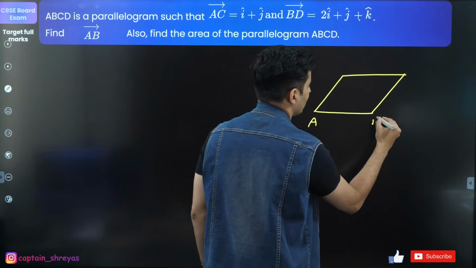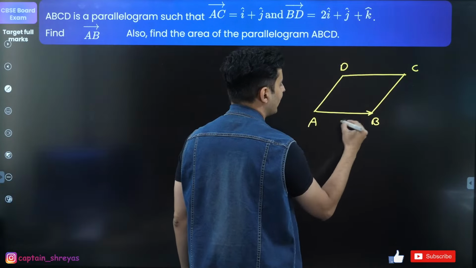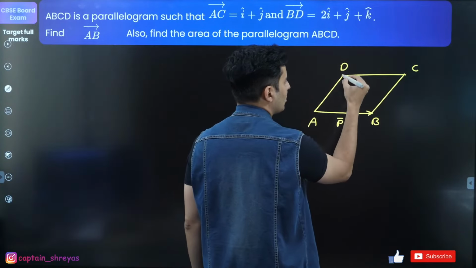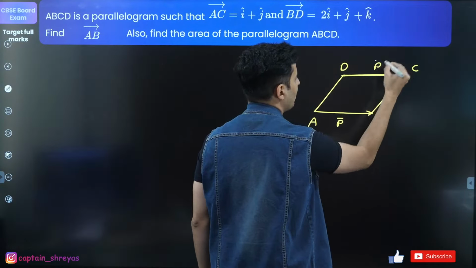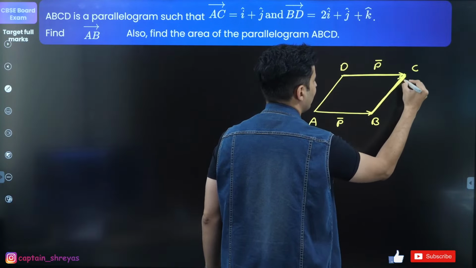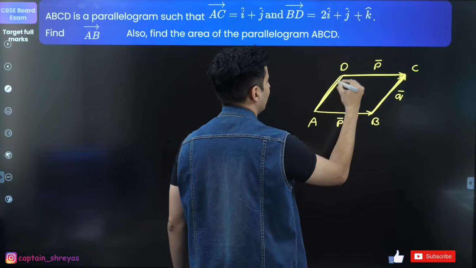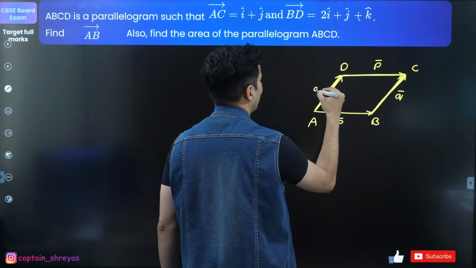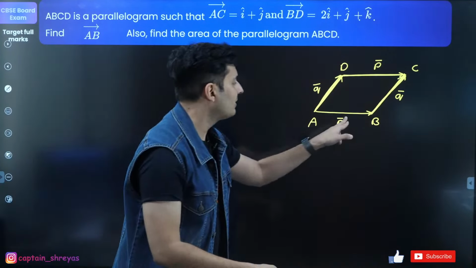This is A, this is B, this is C, this is D. Let's assume AB vector as P vector. So naturally DC vector will also be P vector. If I assume BC vector to be, let's say, Q vector, then even AD vector will also be Q vector. What we have to find is AB bar, which is P bar.